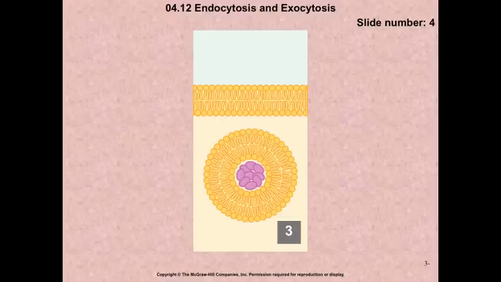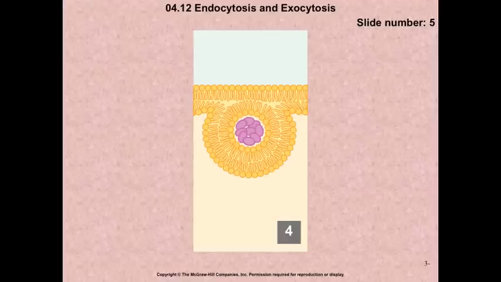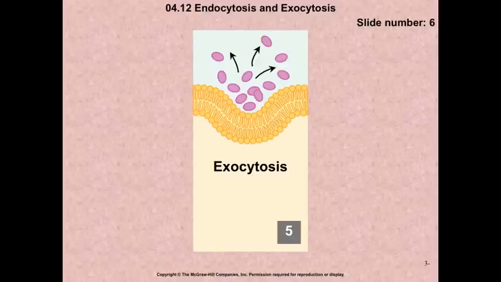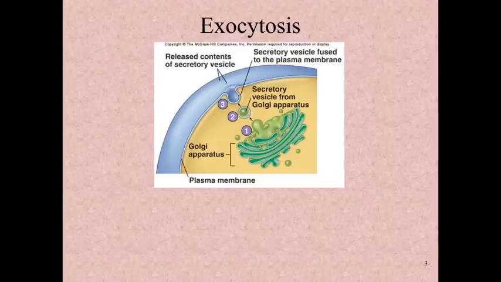The opposite would happen, where the cell builds a vesicle and fills it with some substance, pushes the vesicle toward the membrane, and then the vesicle membrane becomes incorporated into the cell membrane, and the substance is then released outside of the cell. So that's an example of exocytosis, or at least explains the process by which exocytosis occurs.